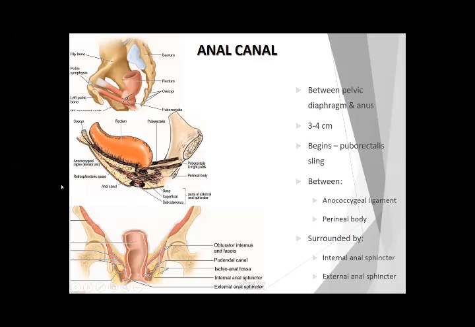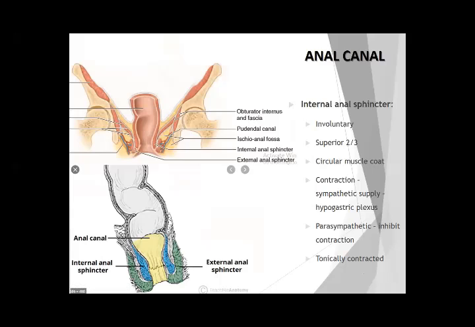Okay, now let's do them one by one. Let's start with the internal anal sphincter. The internal anal sphincter is an involuntary sphincter. This blue one is the internal anal sphincter. This involuntary sphincter surrounds the upper two-thirds of the anal canal. Please note it is not extending down to the anal verge, the lower limit of the anal canal. It is ending here. So it is only surrounding the upper two-thirds of the anal canal. This is simply an extension of the circular muscle coat of the anal canal.